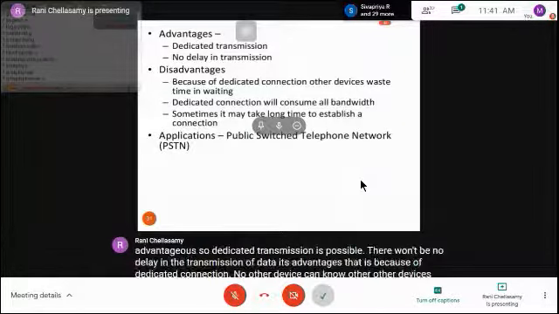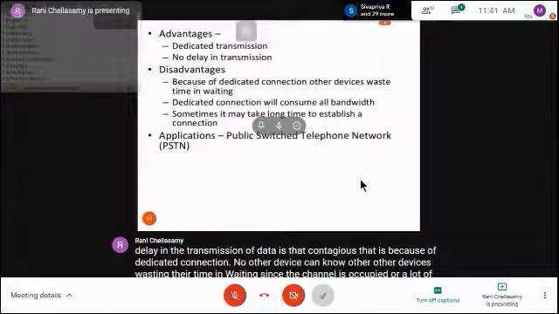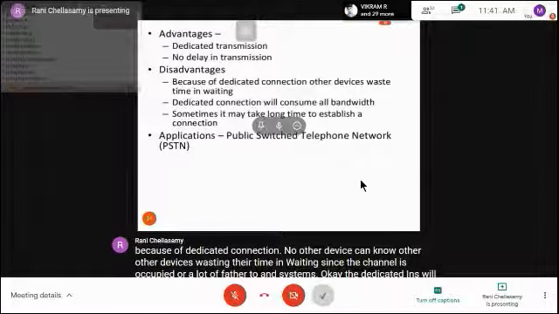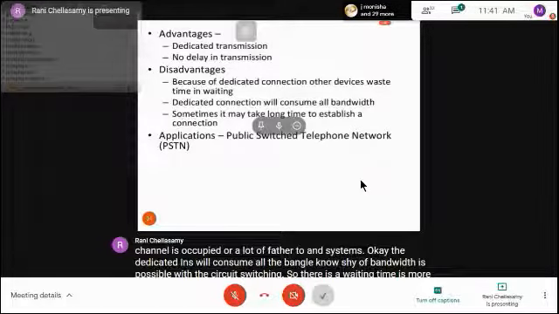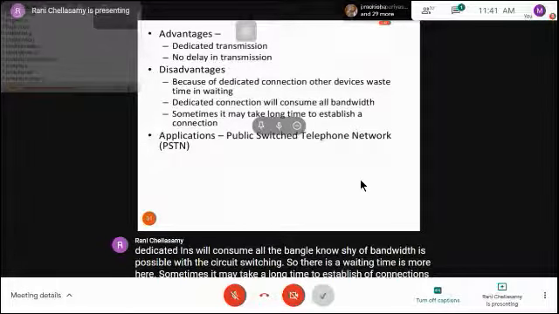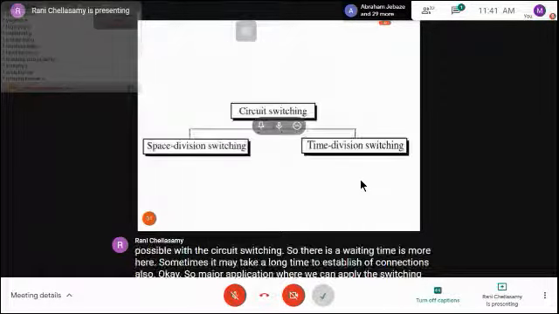Okay, the dedicated connections will consume all the bandwidth. No sharing of bandwidth is possible with circuit switching, so the waiting time is more here. Sometimes it may take a long time to establish a connection also. The major application where we can apply this switching technique is the public switched telephone network, PSTN. Okay, next we'll move on to the types of circuit switching.